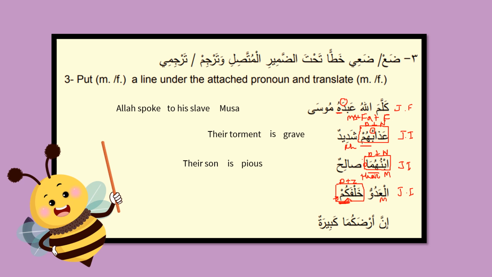So al-adu will be translated as the enemy. Remember, it's a mubtada. Then don't forget to put is. Then khalfakum. Khalfa means behind. And kum, behind you. So in English you will put you, but in Arabic it specifies that it's referring to the male group. Khalfakum, you all.